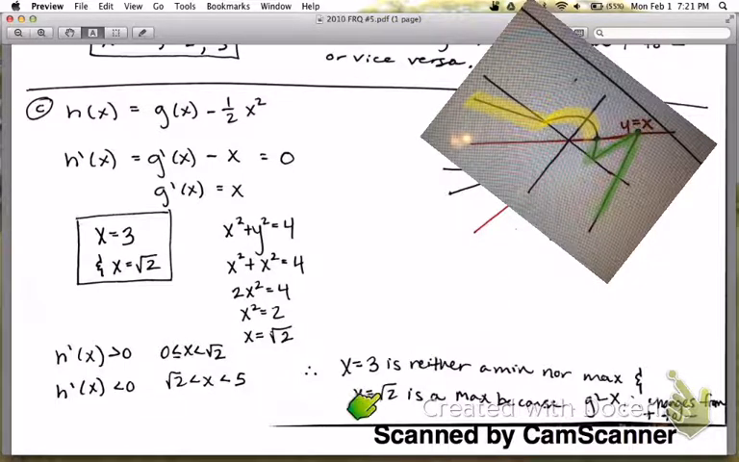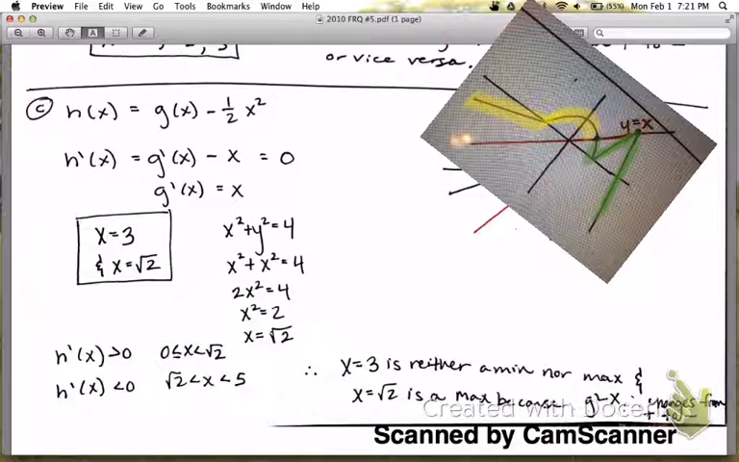So notice that I put x equals radical 2 is a maximum because g prime minus x changed from positive to negative. And then x equals 3 is neither a min nor a max, because notice that it's all in the negative. It doesn't actually change back to positive again. So over here at 3, this does not change back to positive. It stays in the negative numbers, which means it's neither a min nor a max. And so you can just write that it's neither a min nor a max because the sign does not change from positive to negative.